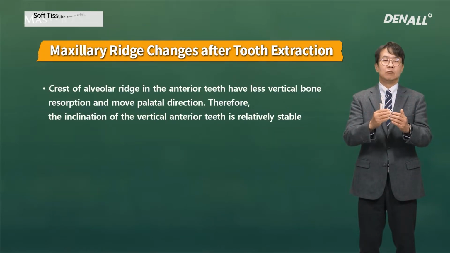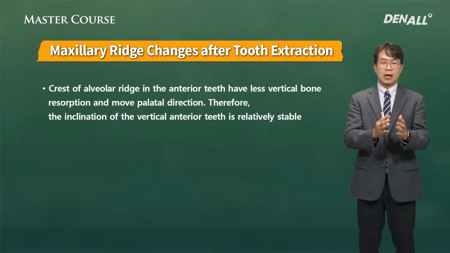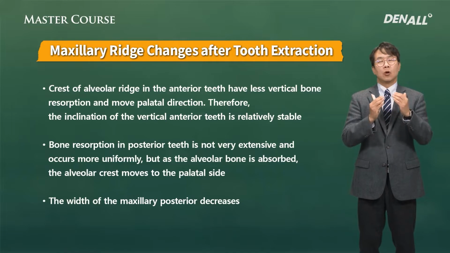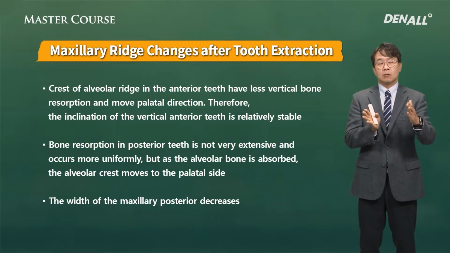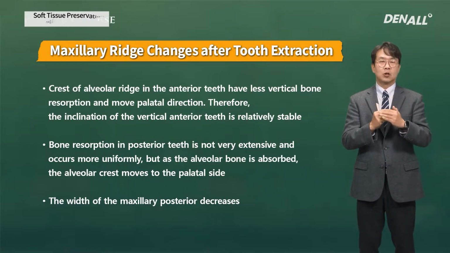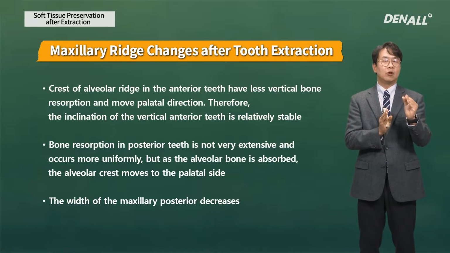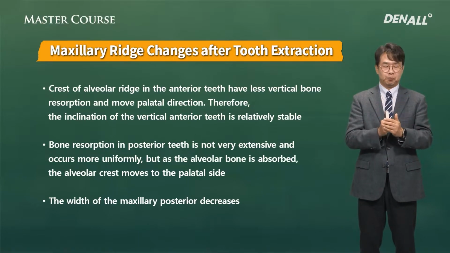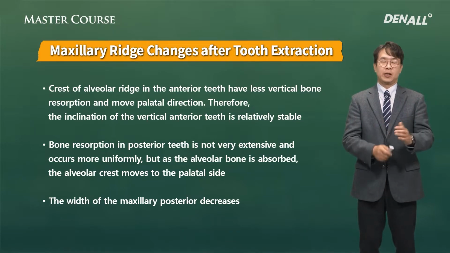So if you look at how they change, there is some difference between anterior and posterior regions. Unlike what we expect, in the posterior region, where the width of the ridge is wide, the resorption rate is bigger in absolute terms. However, it looks less resorbed. The labial bone ridge is very thin in the anterior region, so it looks like in the anterior region bone is more resorbed, but in absolute terms, more bone resorption occurs in the posterior region.